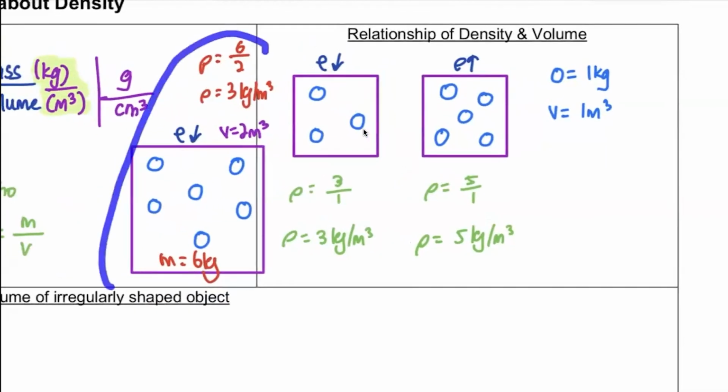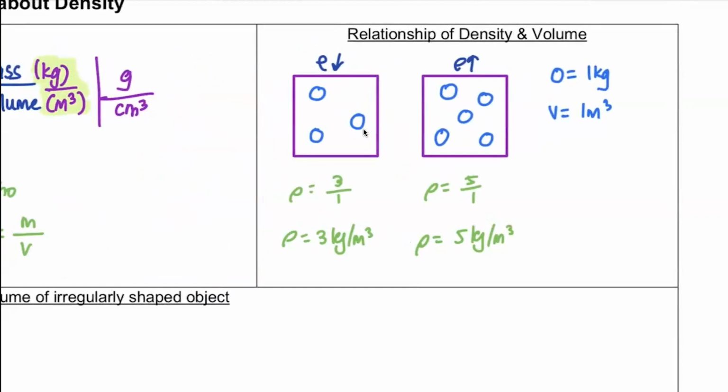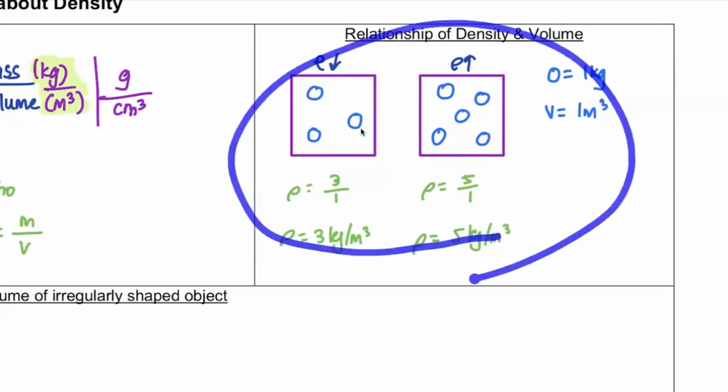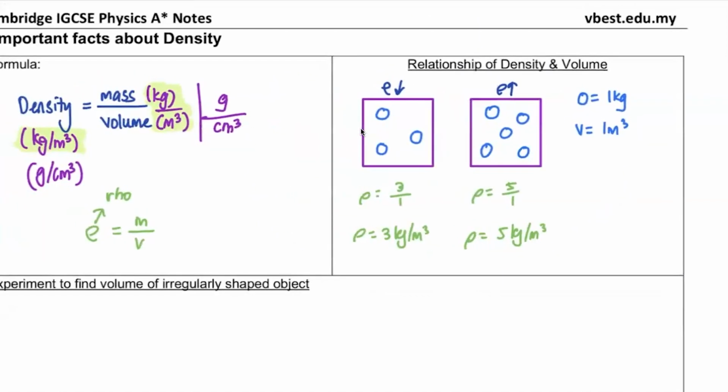Okay? So what I want you guys to understand here is that your density is referring to how close the particles are in a certain volume. If there are many particles packed together, the density is high. If there are many particles loose from each other, the density is low. So as we learned from year 7, year 8, year 9, right? High density will sink, low density will float in the water. Okay, so that's the idea. How close the particles are, that's the relationship.